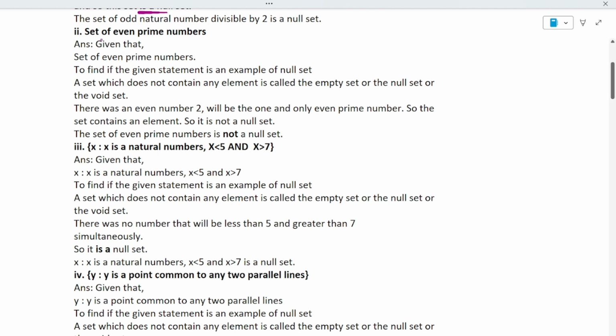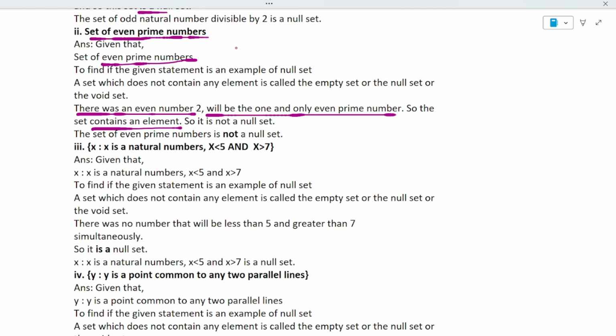And now let's see the second question, that is set of even prime numbers. If the condition is to be a null set, no elements should be there. Now let's take an example. There is an even number, 2, which is the only even prime number, so the set has an element. It is not a null set, because it is the set of even prime numbers.